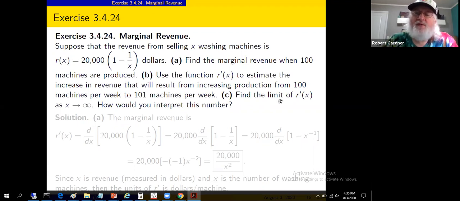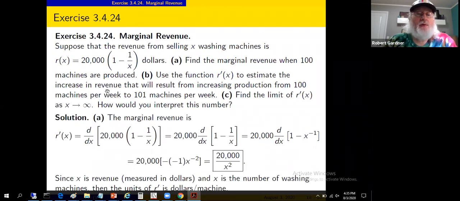And part C, they want us to find the limit of R prime of X as X approaches infinity, and they want us to interpret it. All right, I ain't worried about this first part. It's a derivative. I ain't worried about this last part. It's a limit. As X approaches infinity, it's a horizontal asymptote type question. Okay, well, part A, let's see, they want the marginal revenue when 100 machines are produced. Marginal revenue is a derivative. So we'll differentiate the revenue function, differentiate R of X.